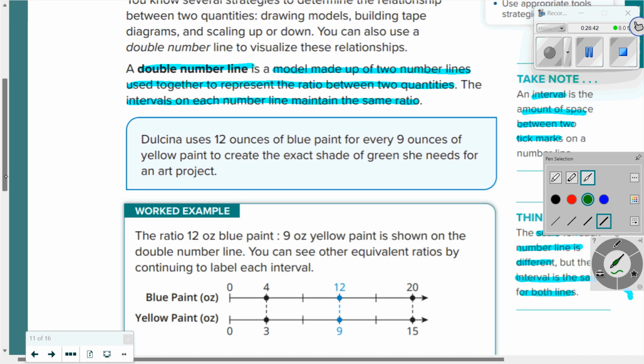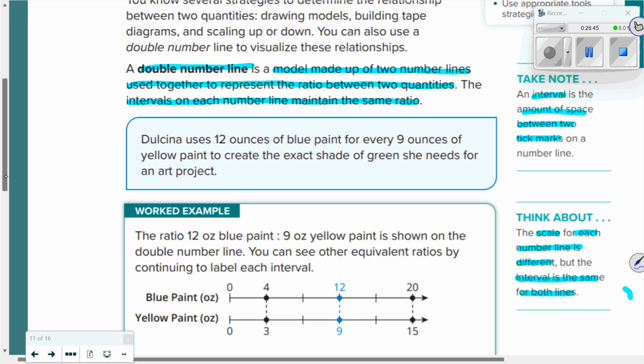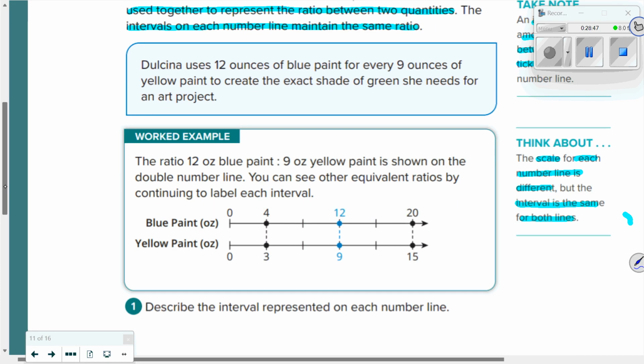So in our first example here, I've got a ratio of 12 ounces of blue paint and 9 yellow paint on my double number line. I can see other intervals that are equivalent ratios by labeling each of my intervals. So 12 and 9 is where we started, but that is not its simplest form, is it? If I look at my 4 key numbers, what can I divide 12 and 9 by? I divide them both by 3, not 4.